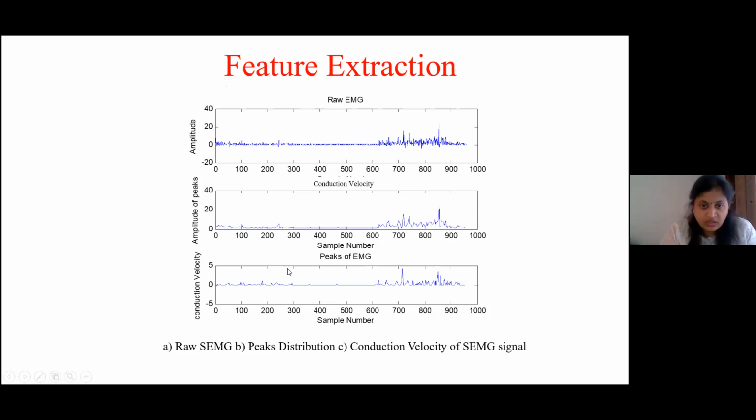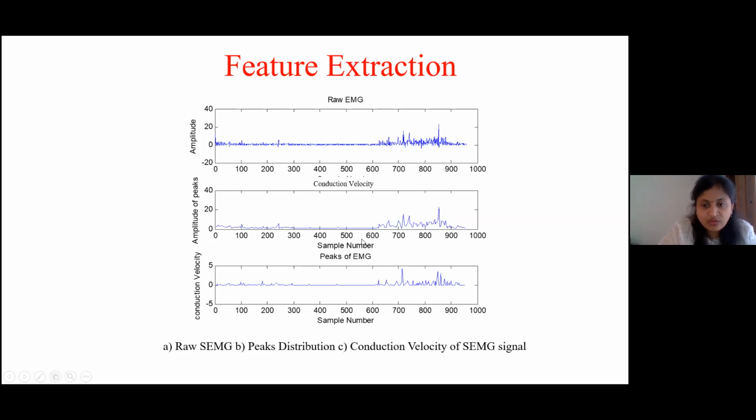Next feature is conduction velocity. Very few researchers have used this feature, but it is also a very important feature. In the conduction velocity, at what velocity your muscle conducts these electrical signals, or at what velocity the signals are coming through neurons. This is conduction velocity. So here first you have to analyze the number of peaks which are there in the signal. See this diagram. These are the number of peaks.